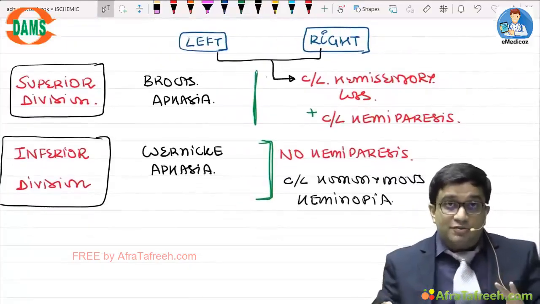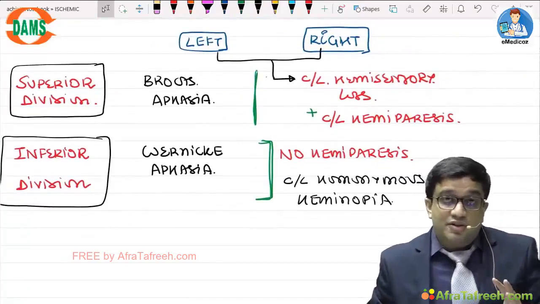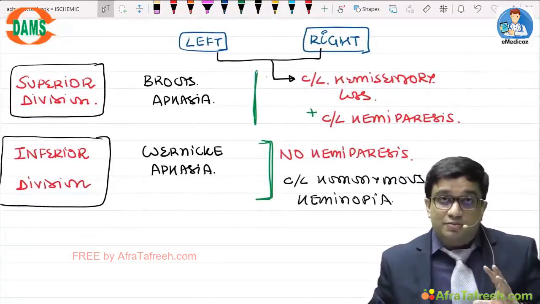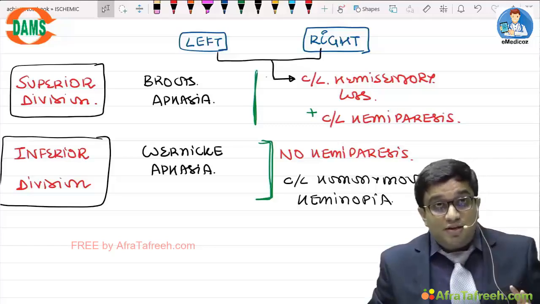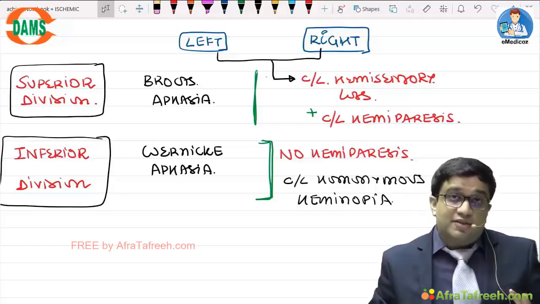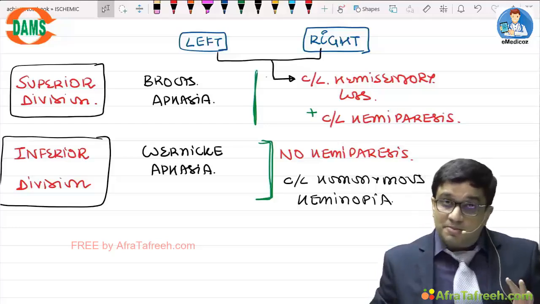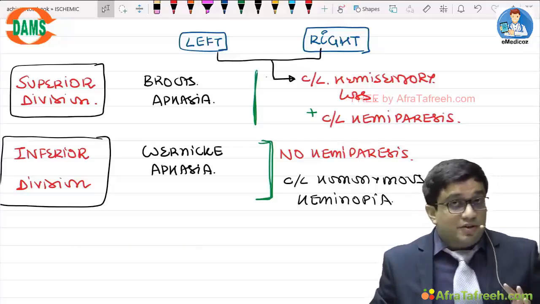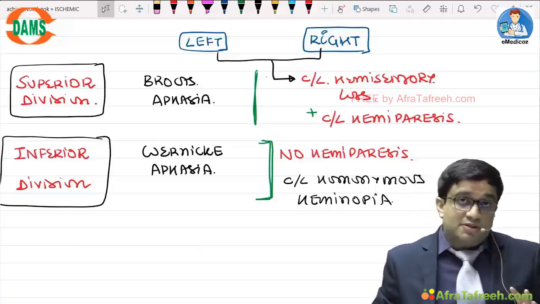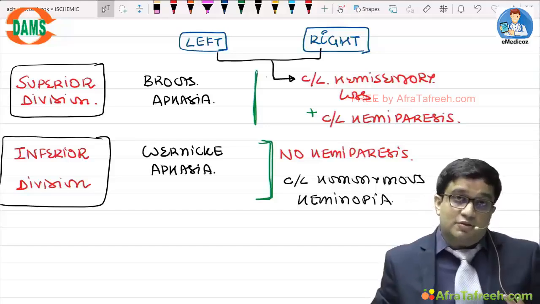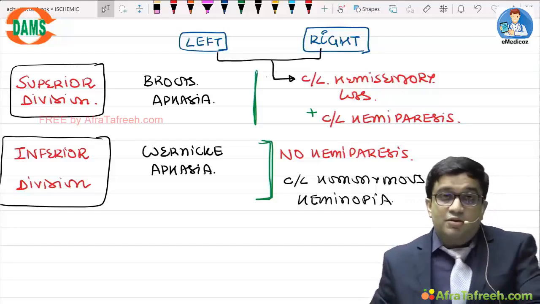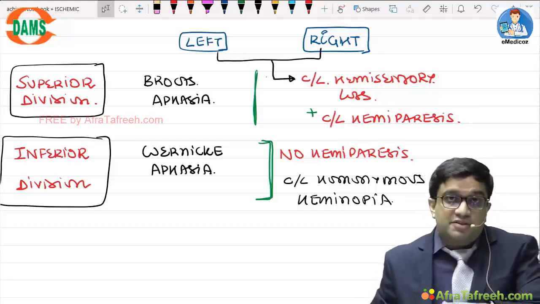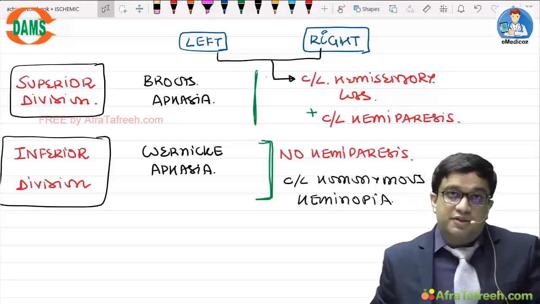Please make this very clear in your minds, like left and right, there should not be any confusion. A left sided lesion will have aphasia, superior division Broca's, inferior division Wernicke's. Left or right, superior division, any side will have contralateral hemisensory loss with hemiparesis, while inferior division will not have any hemiparesis but will have hemianopia with it. Okay, so these are the basics. Remember, in any question that you find, you need to find certain keywords to explain the deficit.